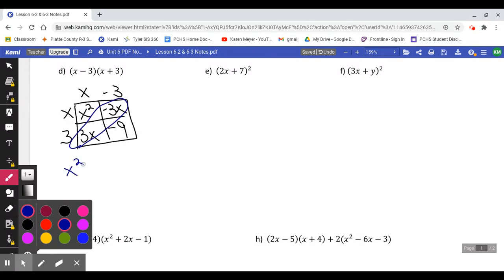So x squared. And now when you look at your like terms, you're going to notice I've got a positive 3x and a negative 3x. Well, they actually cancel each other out. So then I'm going to omit that term altogether. So my answer is just x squared minus 9.